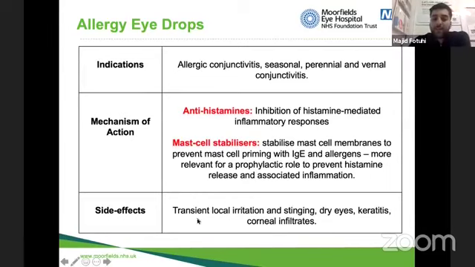So again, side effects are mainly transient. You may have experienced a bit of inflammation, irritation, and stinging. You can get dry eyes. It is worse with some eye drops, so it's always useful to co-prescribe or use lubricating eye drops in conjunction with allergy eye drops. Keratitis has been reported, as well as corneal infiltrates in long-term use as well.